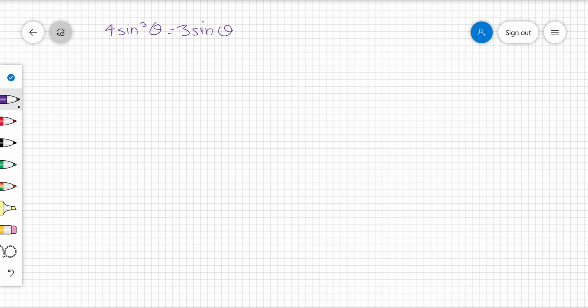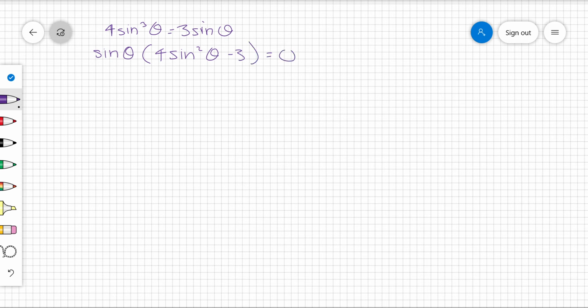All right, some of the enrichment questions just involve quadratics or factorizing first. So, for example, if we're solving between 0 and 360 here, 4 sine cubed theta equals 3 sine theta. What I do is just put everything on one side, and at the same time I'm going to factorize because they've both got a sine theta in them. So this ends up being sine theta times 4 sine squared theta minus 3.